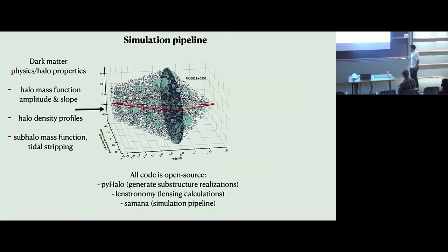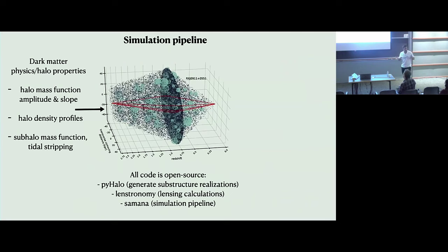So a lot of the work goes into forward modeling realistic lenses. And so of course, when we do this, we have to have accurate prescriptions for the phenomenological aspects of the dark matter model that we're testing.